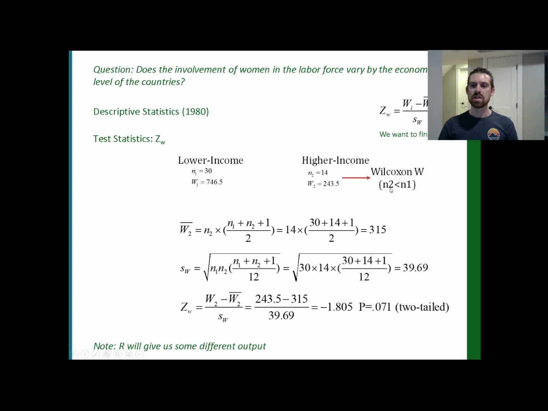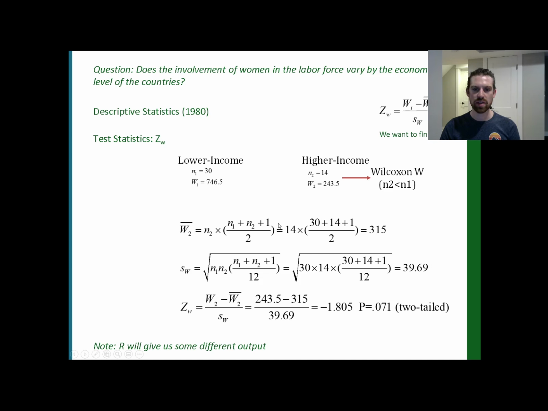Okay, so the second sample size here is smaller than the sample size for the first group. So this is the one that we're going to use, the Wilcoxon W. Here's this W2 value that we're producing for this group. Essentially, we need to run through this equation. So this N2 value here is 14.